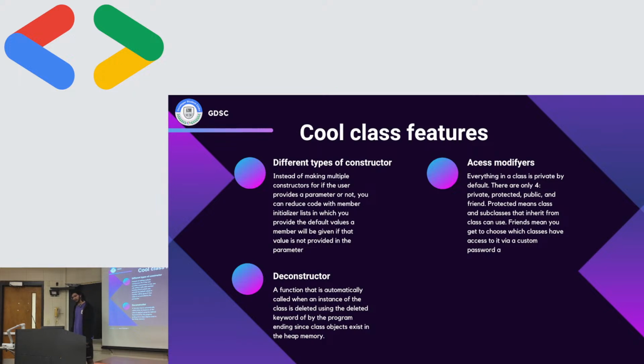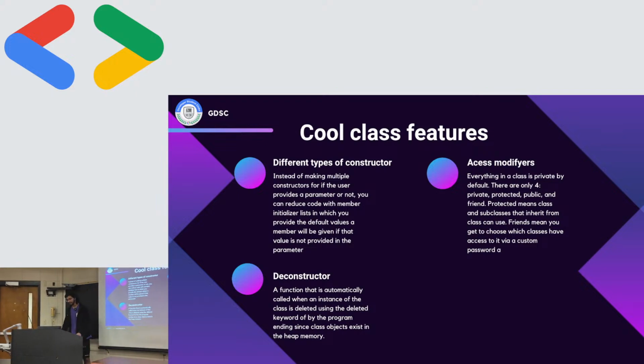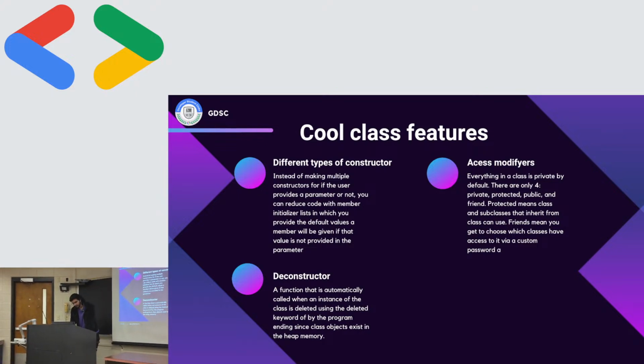And we also have something special to C++ called friends. Essentially what this means is you choose which classes have access to these variables via, we can just call it a password, right? So you get to choose which classes have access to something via a keyword, which I like to call a password. It gives you a lot more control over what has access to something.